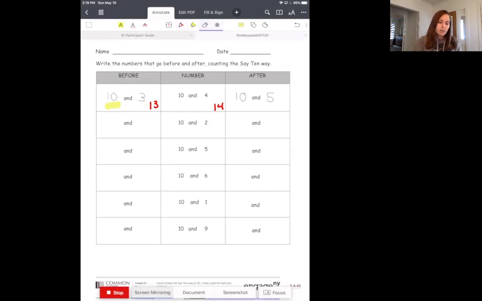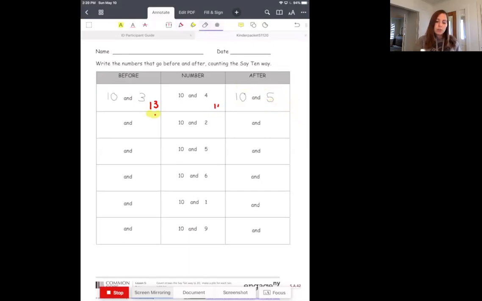Let's look over at the next one. So we have the number 13, 14, and then we look at this column that says after. So what number comes after 13, 14? What number should come next? 15 says 10 and 5 1s. One group of 10 and 5 1s. So let's check our work. We have one group of 10 and 3 1s, one group of 10 and 4 1s, one group of 10 and 5 1s. And we wrote our numbers, 13, 14, 15. Looks good to me. So that was just our practice round.